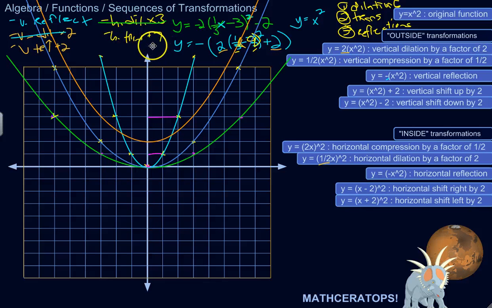Horizontal translation by 9. Okay, so 1, 2, 3, 4, 5, 6, 7, 8, 9. It's going to be off the screen. Sorry about that. So you take every point and add 9 to its x coordinate. So this point here at 0, 2, I would go 1, 2, 3, 4, 5, 6, 7, 8, 9. That point at 3, 4, add 9 to it, so its x coordinate is 12.